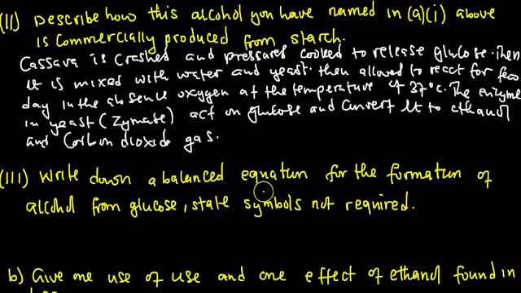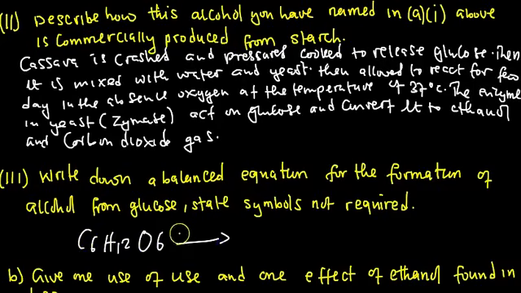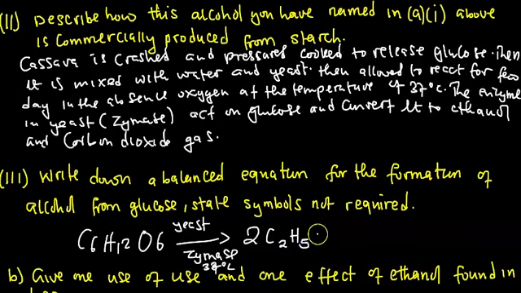Okay, so write down the balanced equation for the formation of alcohol, and we are saying state symbols are not required. So we have glucose, which is C6H12O6, in this case yeast and zymase, which is the enzyme, and of course you can put temperature of 37 degrees Celsius as the conditions. Then what is produced? Two ethanol molecules plus 2 carbon dioxide. So I've just written the balanced one. So no state symbols are required. So that is what you need to do.